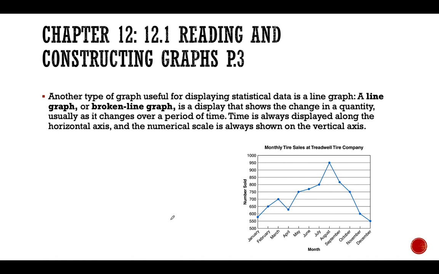The next type of graph we're going to discuss is a line graph or broken line graph. It's a display that shows the change in a quantity over time. Time is always displayed along the horizontal axis, and the numerical scale is always shown on the vertical axis. So if we look at this monthly tire sales at Treadwell Tire Company, we can see that from January to March, they increased. Then they plummeted in April, and then they had a nice upward trend through August, and then from August through the end of the year, they decreased dramatically.